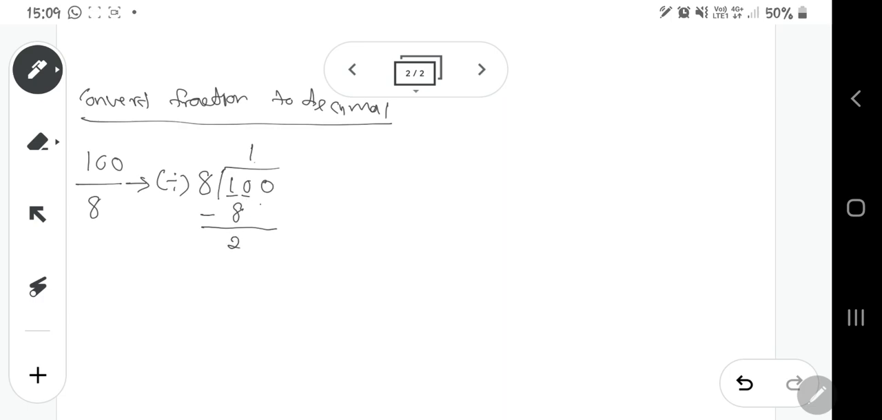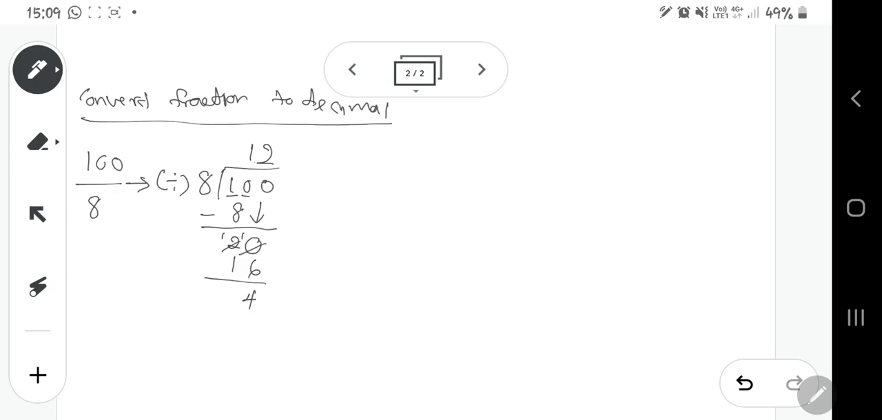This is the 0 from the question. So you bring down, it becomes 20. So what times 8 is 20? The answer is 2. So 2 times 8 is 16. You minus, you will get 4. And there's a remainder.